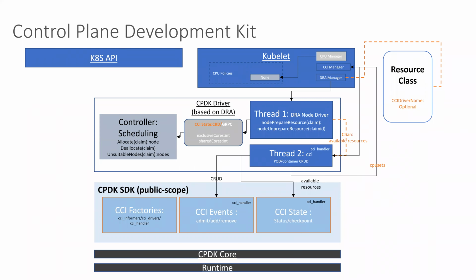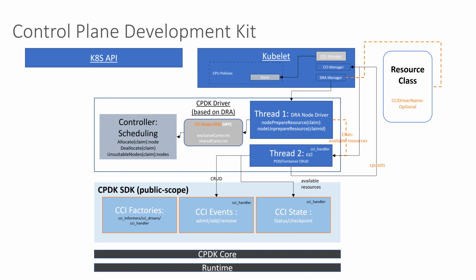Yeah, basically DRA provides a small API to create controllers and stuff like that. This is part of the staging repo inside Kubernetes. Yeah, we have helper functions. So if I create a controller like that through the helper functions, this controller will communicate with my drivers through NodePrepareResource and NodeUnprepareResource.